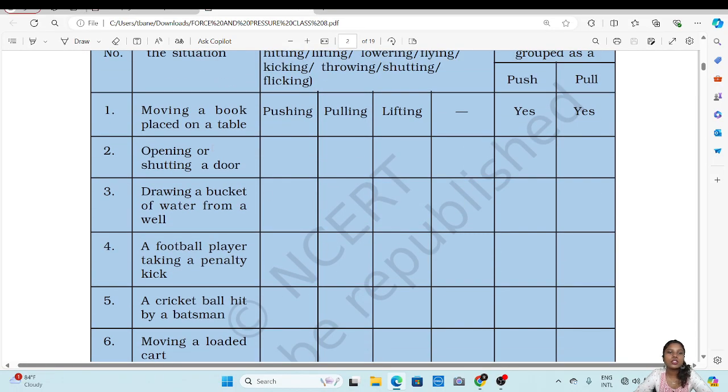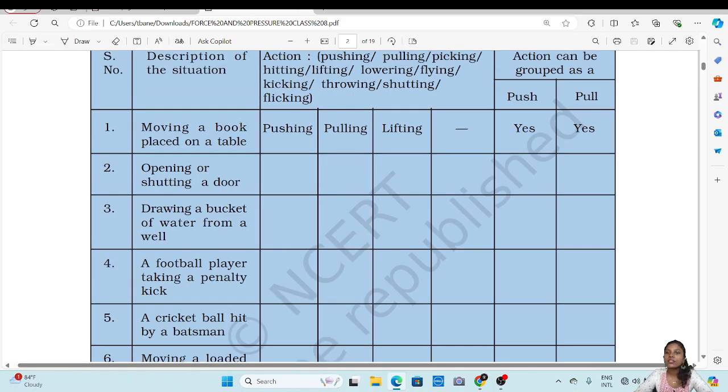So now see, one is solved here. Moving a book placed on a table. If there's a book placed, I will push it, okay? Or if I want the book near me, I will pull the book. Or if it has fallen down, you will lift it, right?